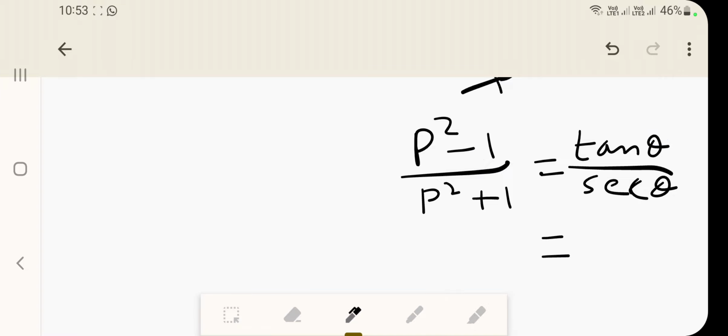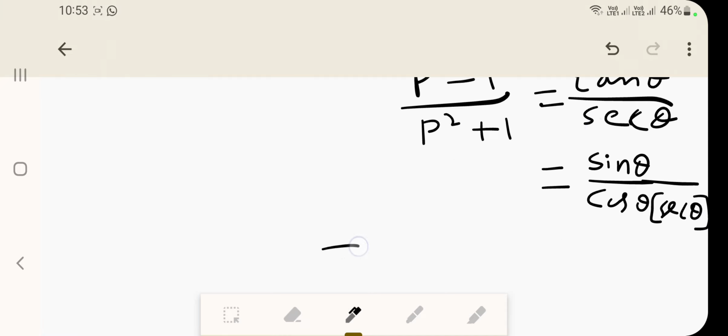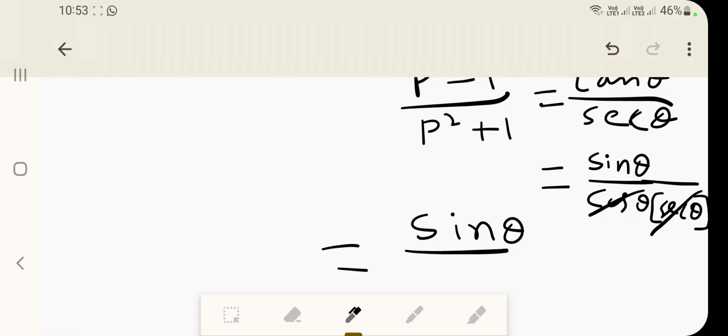So here tan theta we can write as sine theta by cos theta. So cos theta comes in the denominator, and here we have secant theta. Now can anybody tell what happens to the denominator? Here we have sine theta divided by cos theta into secant theta. These two will get cancelled because secant theta is nothing but 1 by cos theta. So those two will get cancelled, and we get in the denominator sine theta. This is what they have asked to prove.